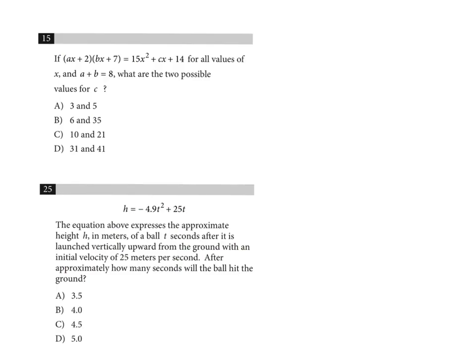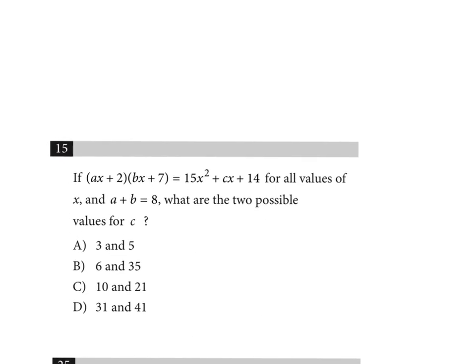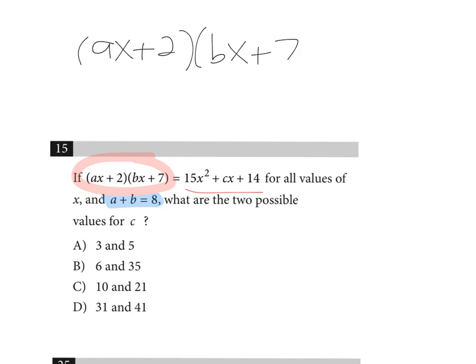Problem 15. If ax plus 2 times bx plus 7 equals this expression for all values of x, and a plus b equals 8, what are two possible values for c? So here's what we'll do. We'll take the left-hand side, ax plus 2 times bx plus 7, and let's FOIL that out.